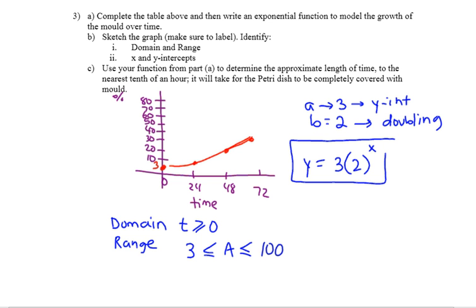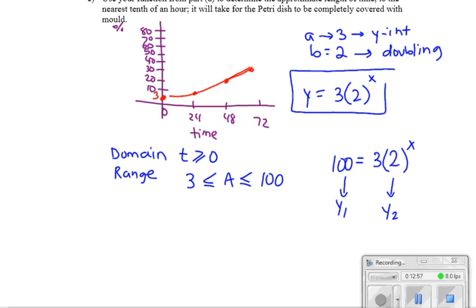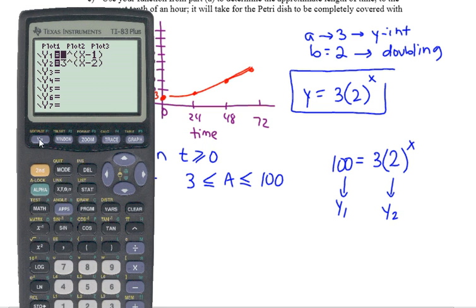All right, so the last question, it says, you basically are solving for when it's 100%, when it's full. So you'd have to use y1, y2. Okay? Want to go through it really quickly? Y1 would be 100, and y2 would be 3 times 2 to the power of x. I'm going to put brackets here. Did anyone solve this already?